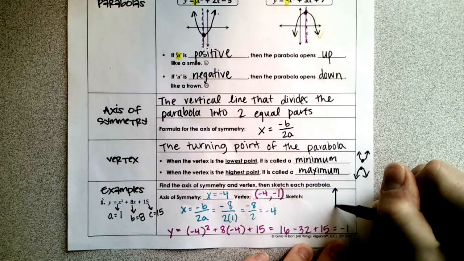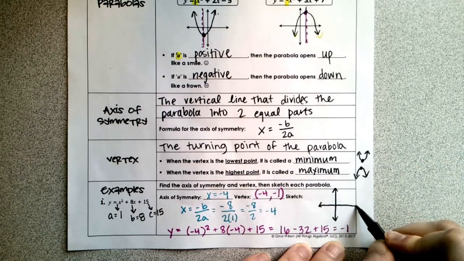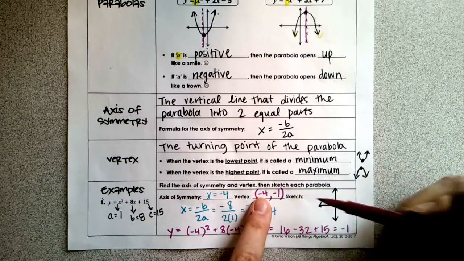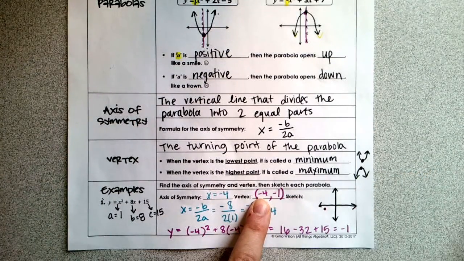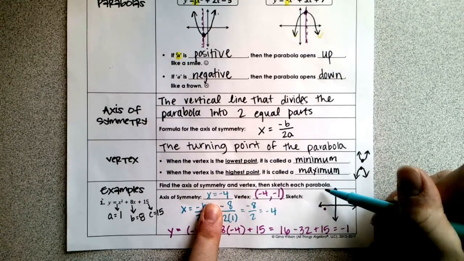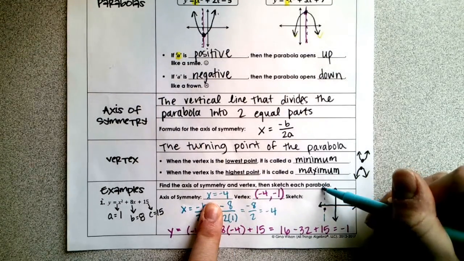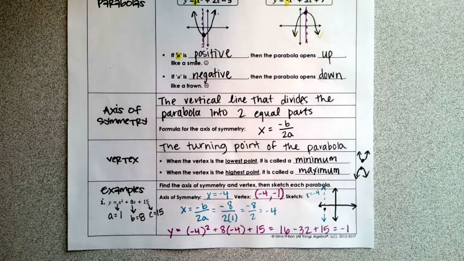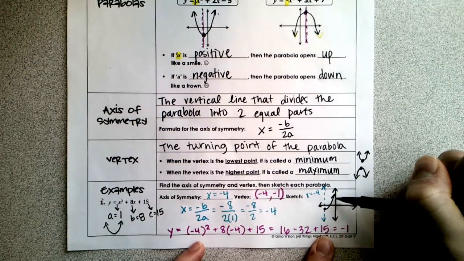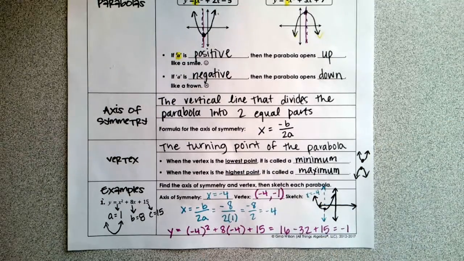So if we were going to do a rough sketch of this parabola, we have our vertex at the point -4, -1, so in this general region. Our axis of symmetry is at x equals -4, so this vertical line. And then if we look back at our original a value, it's a positive number, and that tells us that our graph opens up. So from here, we should have some kind of parabola that opens up. There we go. Done with our first problem.